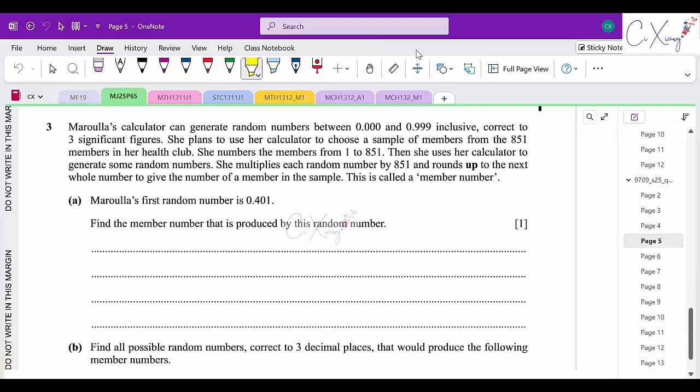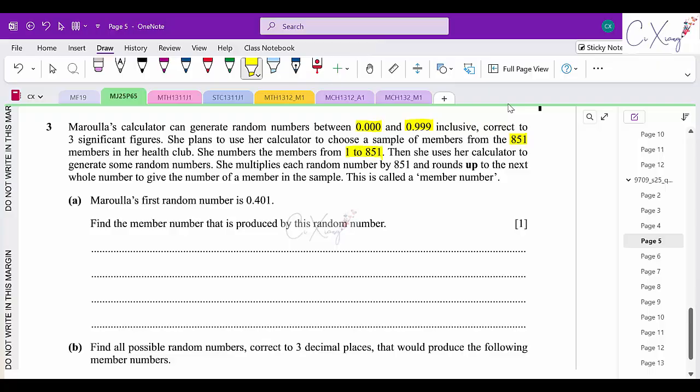Morola's calculator can generate random numbers between 0.000 and 0.999 inclusive. Please take note that the random numbers being generated are up to 3 decimal places. So you can see here, 0.000 until 0.999 is 3 decimal places. Then she plans to use her calculator to choose a sample of members from the 851 members in her health club. She numbers the members from 1 to 851.